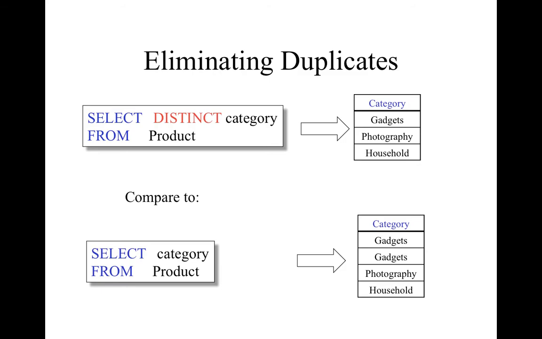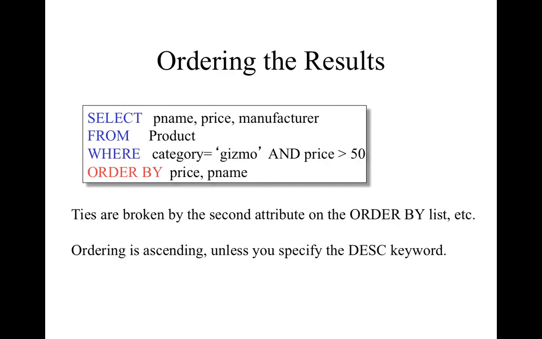Additionally, we can look at what we're going to do to select distinct categories in order to remove duplicates. So if I'm going to do select distinct category from product versus a select category from product, with one result I'm going to see just the three, because the gadgets category is listed twice as often as the others.